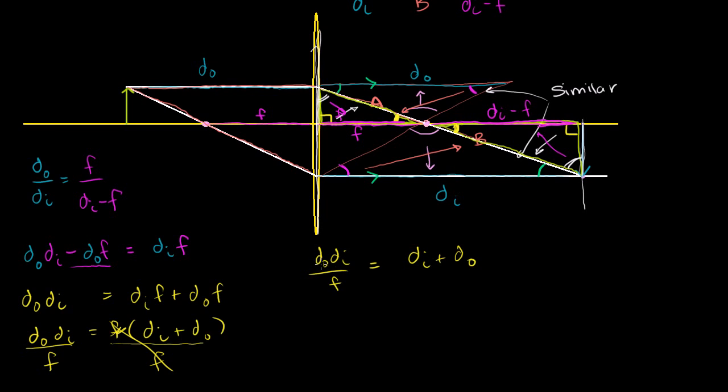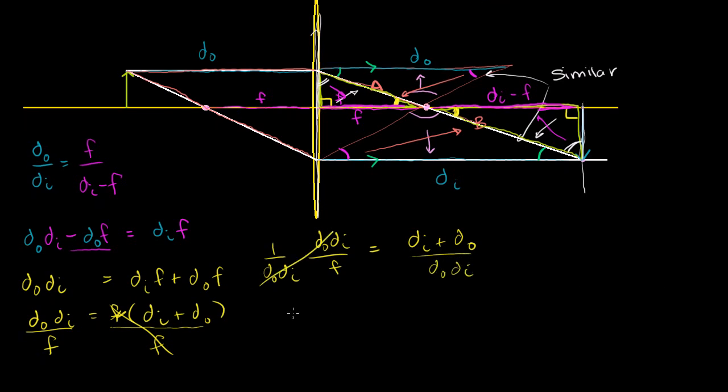And now let's divide both sides by d naught di. So 1 over d naught di. Divide this side by d naught di. It cancels out over here. And so we are left with, on the left-hand side, 1 over the focal length is equal to this thing over here. And we can separate this thing out. We just separate out the numerators. The same thing as di over d naught di plus d naught over d naught di.